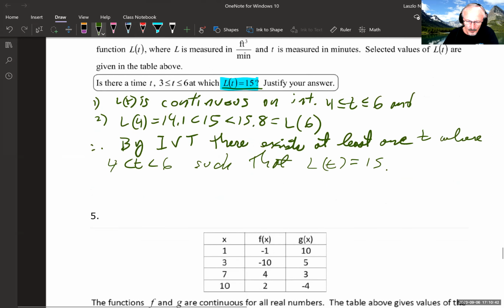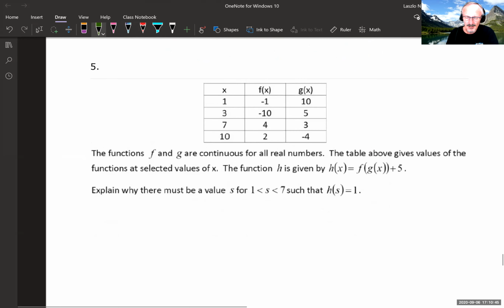okay? So continuing, this looks like it's a little bit harder, but just look at this as the table organized vertically, and we have f and g. So again, that's why spelling needs to be very, very important. Also, we have a function called h here. So we need to be careful with what we name things. But let's take a look at this. The functions f and g are continuous for all real numbers. The table above gives values of the functions at select values of x. The function h is given by h of x equals f of g of x plus 5.